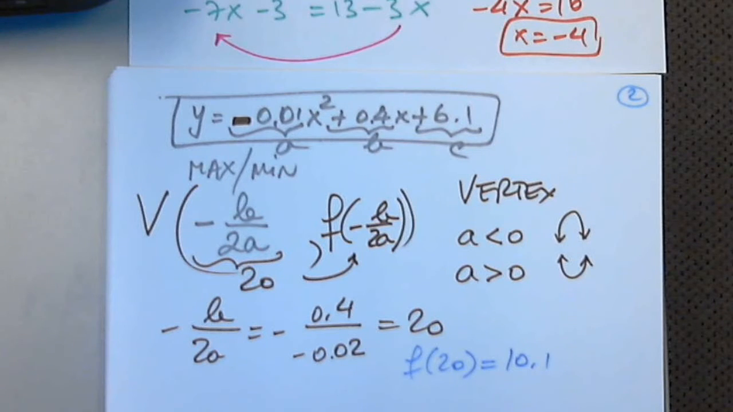Where did you get the 20 from? 40 divided by 2. I multiplied the top and the bottom by 100. Or you can just plug it into the calculator. If you want to use the calculator, I hope that's not the case, but 0.4 divided by 0.02, and the answer is 20.